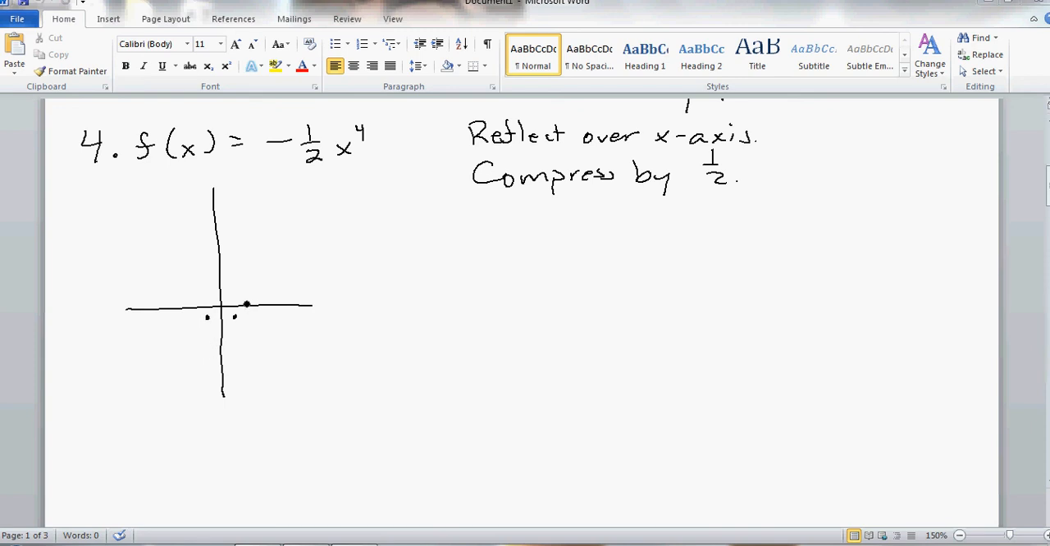Now here is where we might actually see some difference. 2, 16 is the normal one. Well, we reflect it, so it becomes 2, negative 16, but we're going to compress it to 2, negative 8. And negative 2 would be up here at 16. Reflect it, becomes negative 16, and compress it, becomes negative 8. And so we just get the shortened version and inverted version as well.